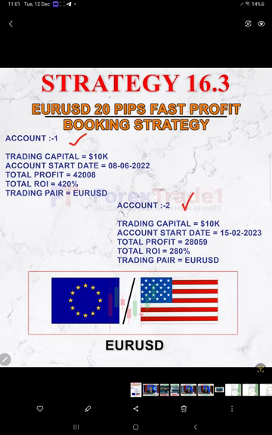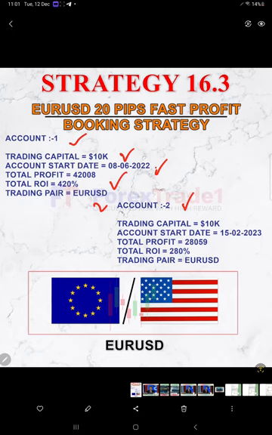As you can see, the trading capital started from $10,000. Account start date is 8th of June 2022. Total profit is 42,000, which means the total return on investment is 420% on Euro-USD.